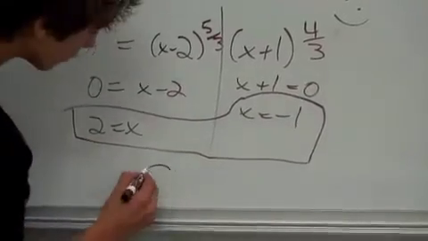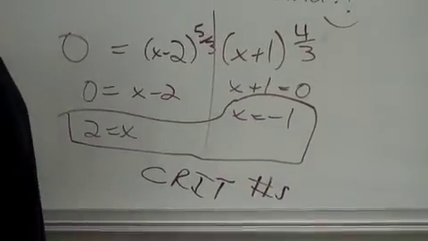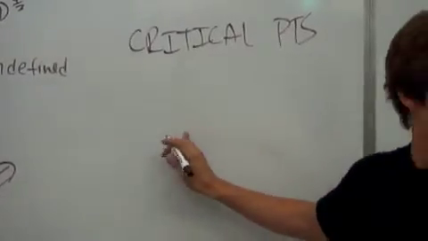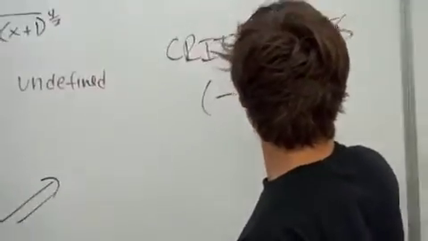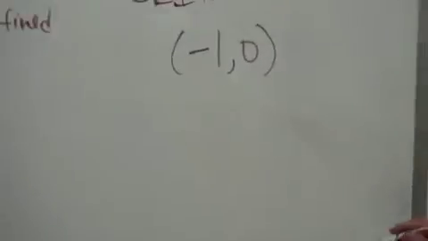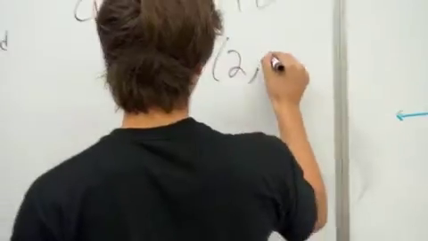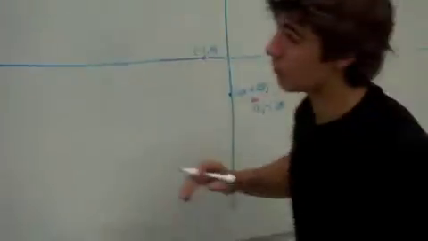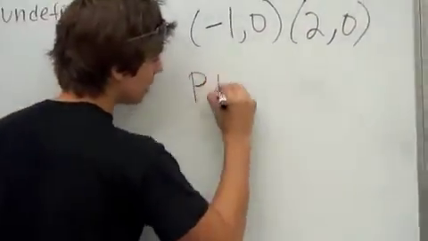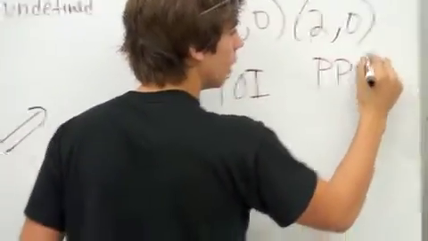These are critical numbers. With these, you plug them back into the original function to find critical points. They're going to be -1, 0. Mr. Budzyn, haven't we already found these? Yeah, we already found them. And it's going to be 2, 0. But we're going to find them again. Alright, and then these right here are PPOIs. P-P-O-I.